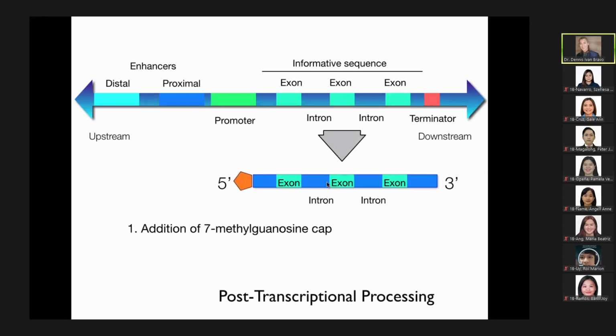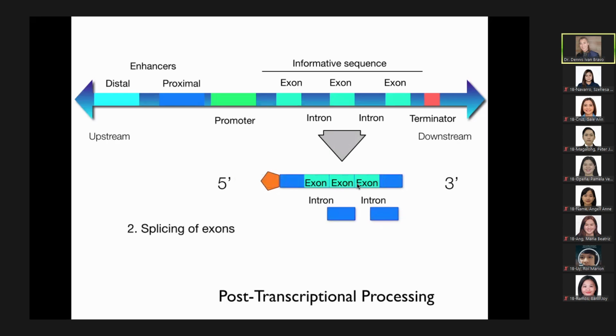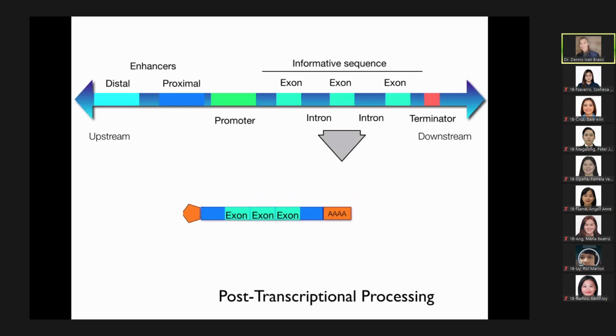The next modification is that the introns that are found on the mRNA are spliced out, leaving only behind exons. This results in an mRNA that is considerably shorter compared to its original template. And the final modification is addition of a poly-A tail. This is to allow proper ribosome binding as well during translation. This is now the mature mRNA that will be translocated into the cytoplasm for translation.